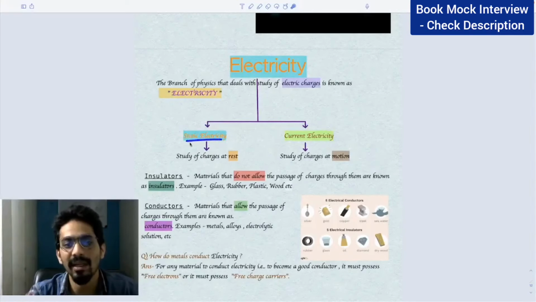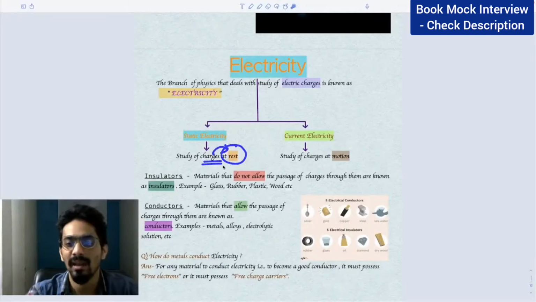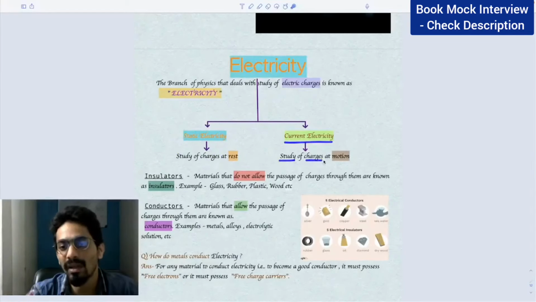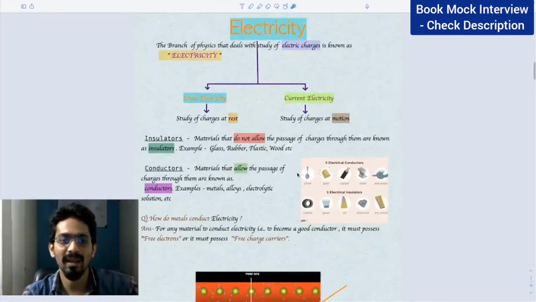Now, what is static electricity? Study of charges at rest. That means we'll be studying the charges which are at rest, and that study will be known as static electricity. Now, what is current electricity? Study of charges in motion. That means we'll be studying charges which are in motion, and that study would be known as current electricity. Okay, fine. I hope I made myself clear.